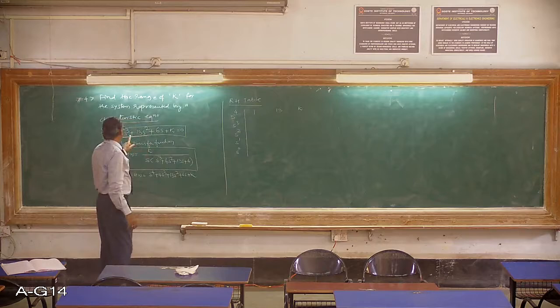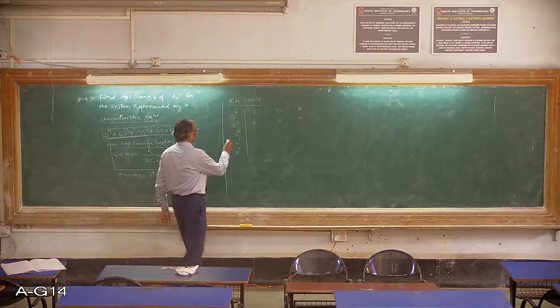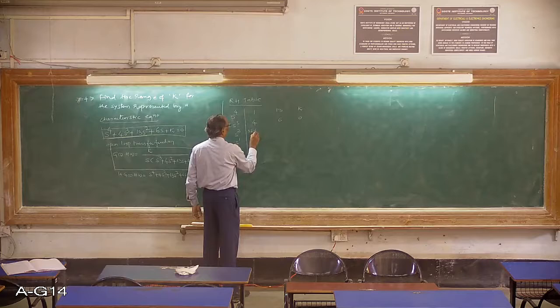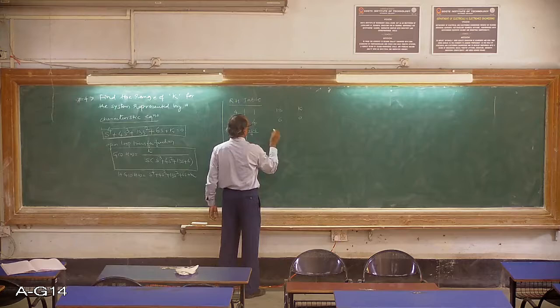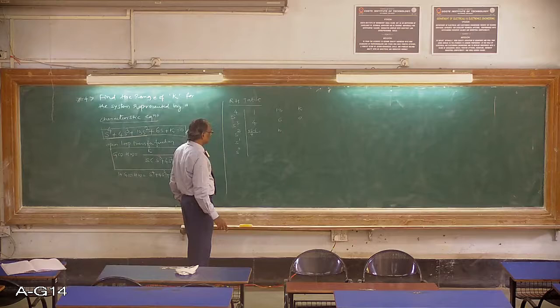Now the coefficients of S cubed: 4, 6, 0. There is no element after 6, so fill it with zero. Now, to find the next element, you have to find the determinant: 13 into 4 is 52, minus 6 into 1, which is 6, divided by 4. Then 4 into K is 4K, minus 1 into 0, which is 0, so 4K minus 0, 4K divided by 4. This equals 52 minus 6, which is 46, so 46 by 4.